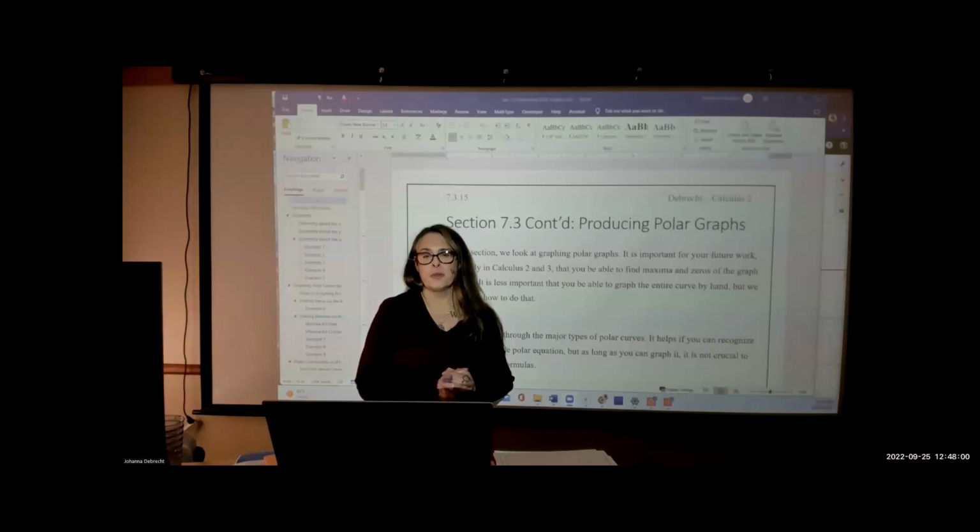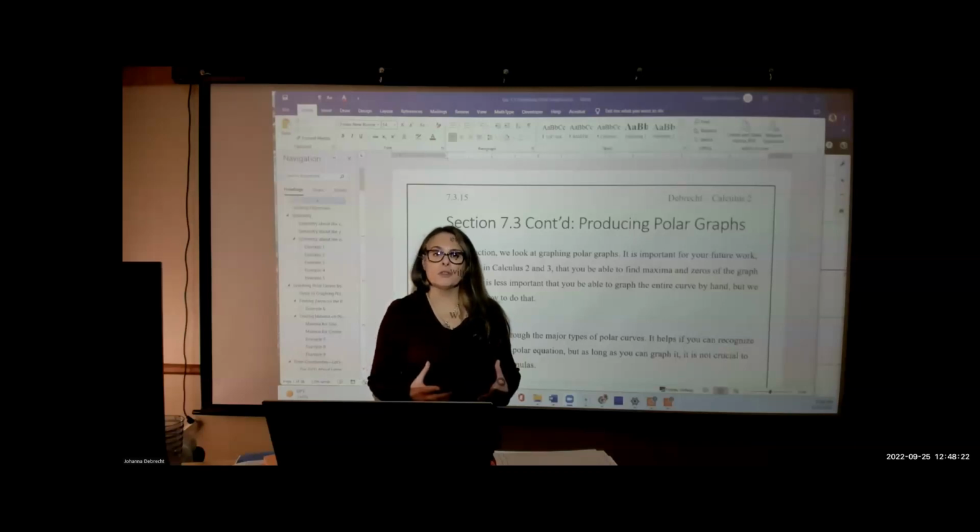Now that we've learned what the polar coordinate system is, we want to actually talk about how to produce polar graphs. So we're going to spend some time talking about how to exploit symmetry. We'll look for the zeros, the maxima on some of these graphs, and then we'll look at different examples of different types of polar graphs.